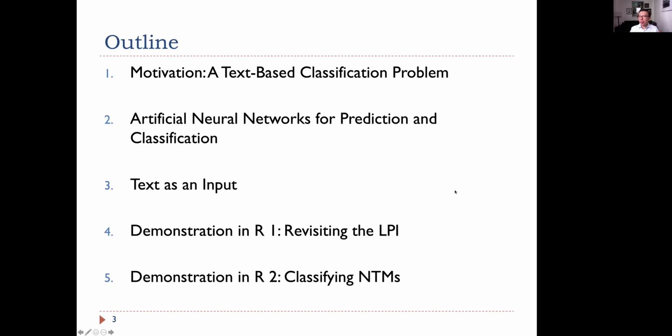Okay, so what I'm going to step you through in the lecture is really 5 parts. The first 3 are going through the material to sort of introduce the intuition, some of the steps that we're going to go through in the code. And then the last 2, we're going to do, in this case, 2 demonstrations in R. The first one is just showing you how a neural network operates using the LPI example from the first lecture. So that's a simple sort of quantitative prediction exercise. Then we're going to do an example of a text-based classification prediction exercise in the second demonstration, where we're going to be classifying some non-tariff measures using an artificial neural network.